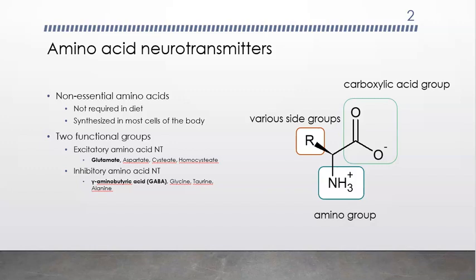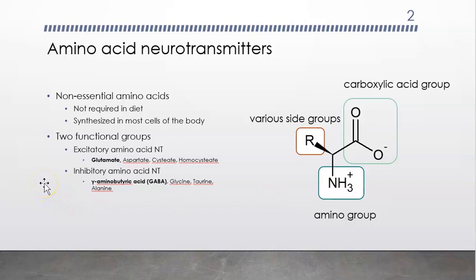Now, amino acid neurotransmitters are obviously amino acids, so you'll want to know the basic structure of an amino acid: there's an amino group, a carboxylic acid group, and then some kind of side group or R group. So you want to know what these three parts are. You don't need to memorize every single amino acid, but you will need to know the two main ones we're going to talk about: today, glutamate, what glutamate looks like, and then GABA, which we'll talk about afterwards.